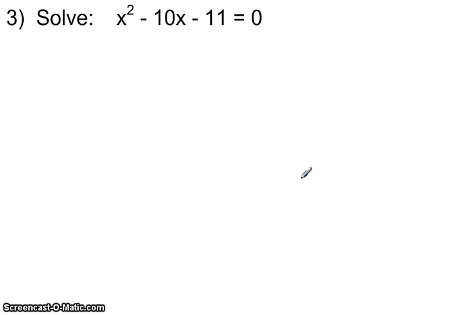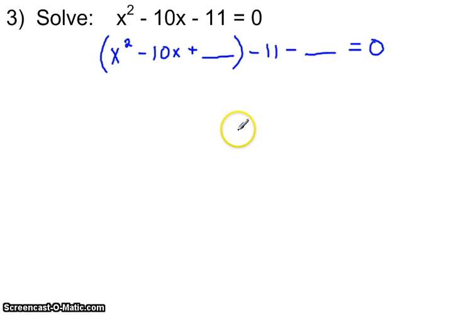We've got x squared minus 10x minus 11 equals 0. And it already equals 0, so that's a good thing, one less step to do. So let's get right to the completing the square part. It's going to be x squared minus 10x plus a blank, minus 11 minus the blank. And that all equals 0. Half of negative 10 is negative 5. Negative 5 squared is positive 25.